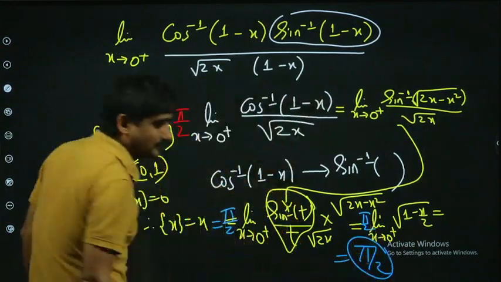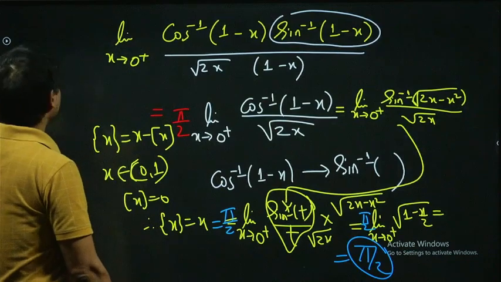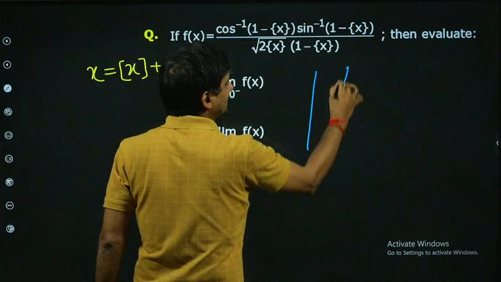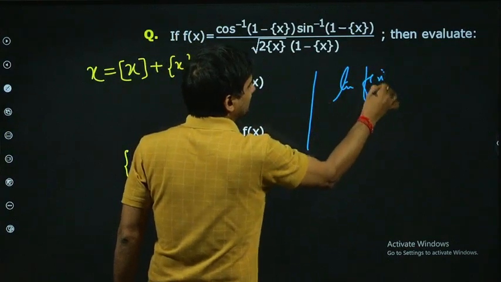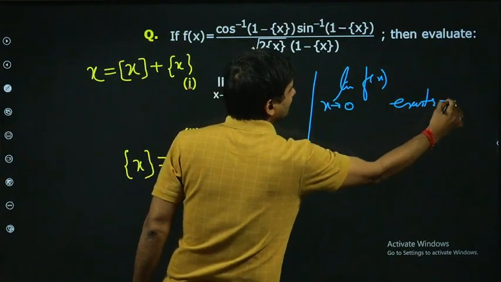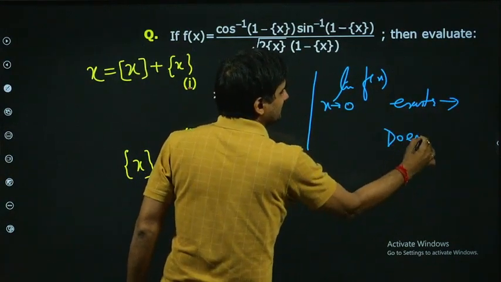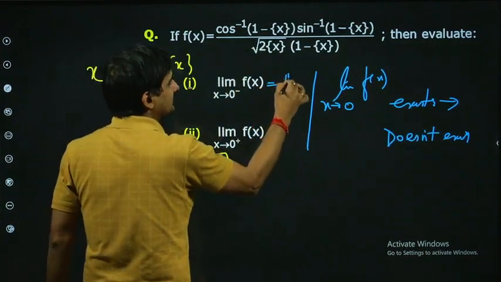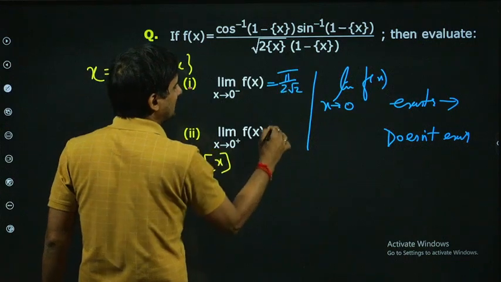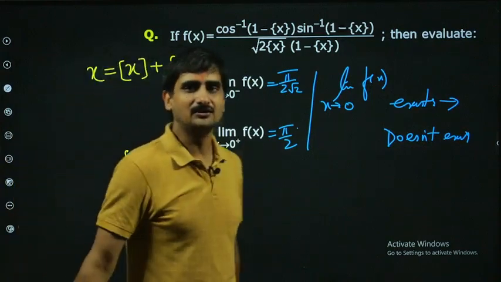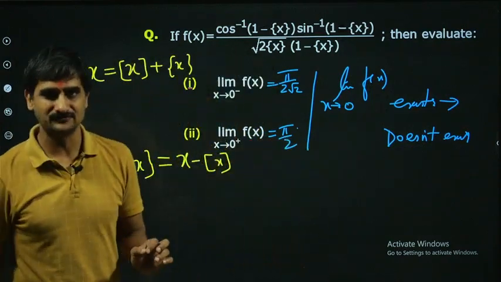So see, if someone asks you about the limiting value of this function, whether limit of f of x as x tends to 0 exists or not, the answer is it doesn't exist. Why? Because the LHL we got is pi by 2 root 2, and the RHL we got is pi by 2. So that was another question on limit based on 0 by 0 form.